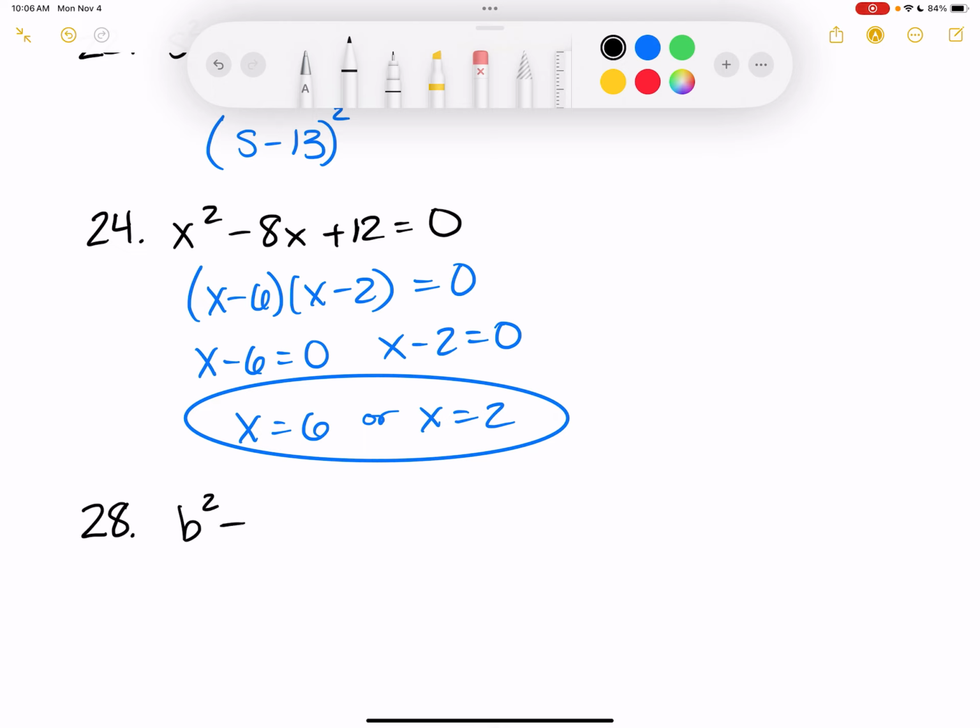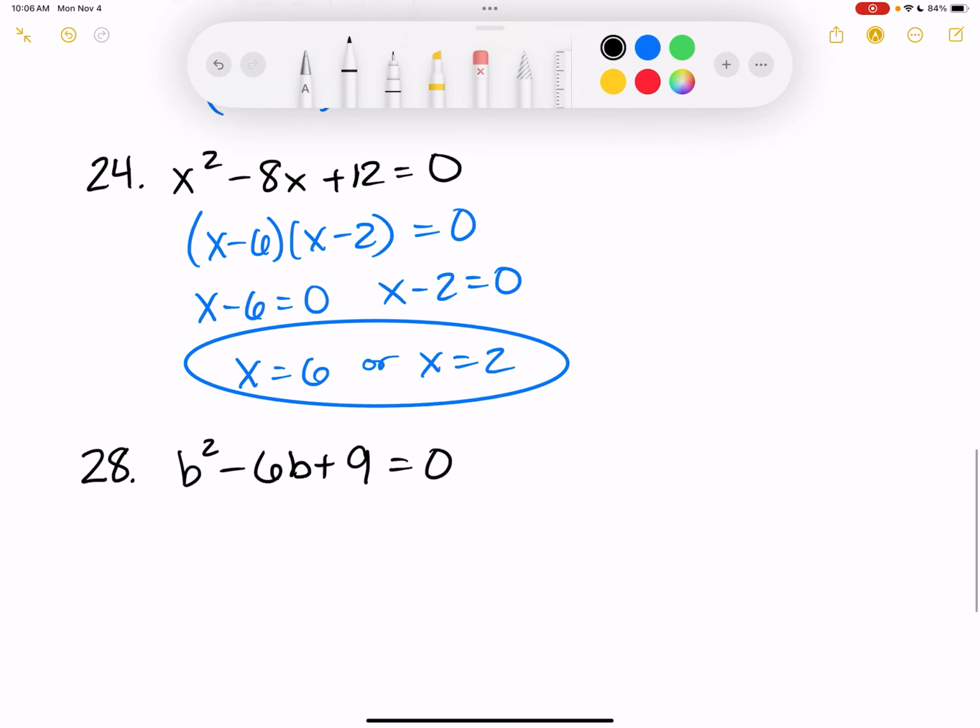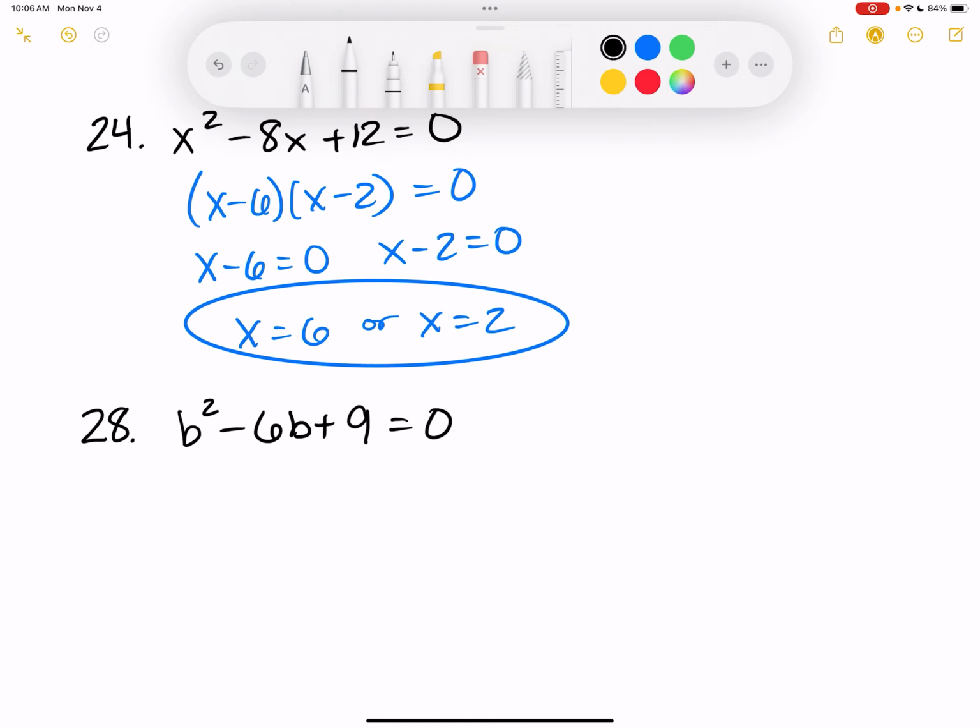b squared minus 6b plus 9 equals 0. What does this factor into? b minus 3 squared. Because why? Because it's a perfect square trinomial. Yes, this is a perfect square trinomial.